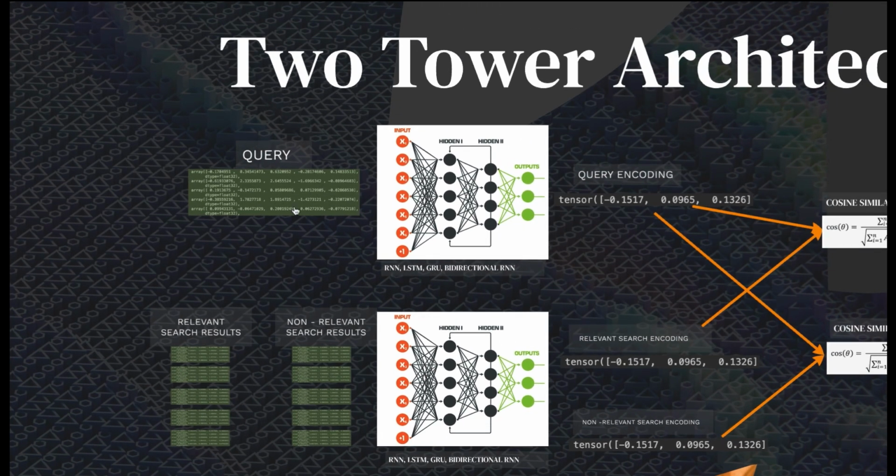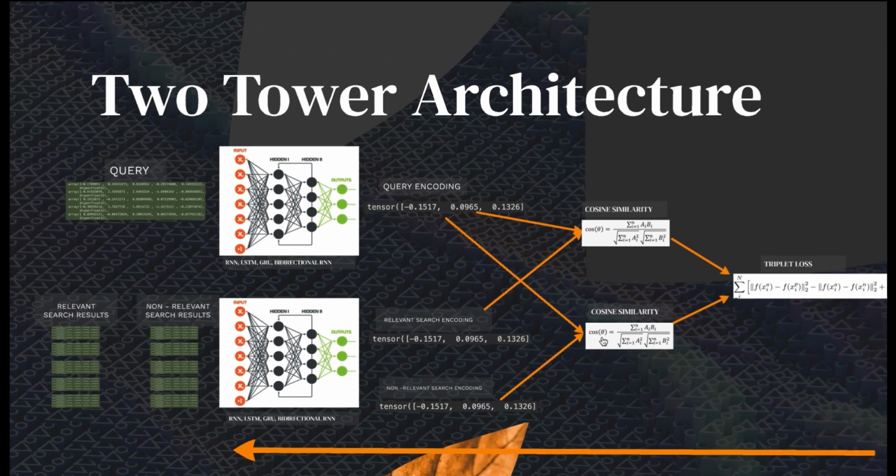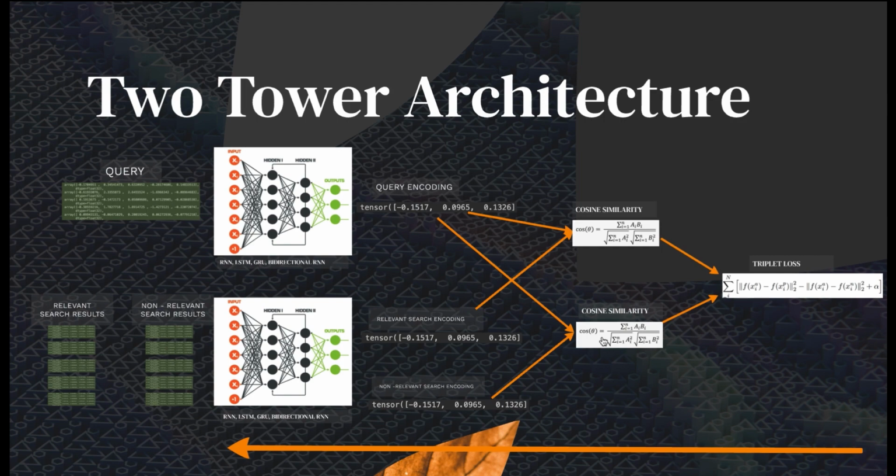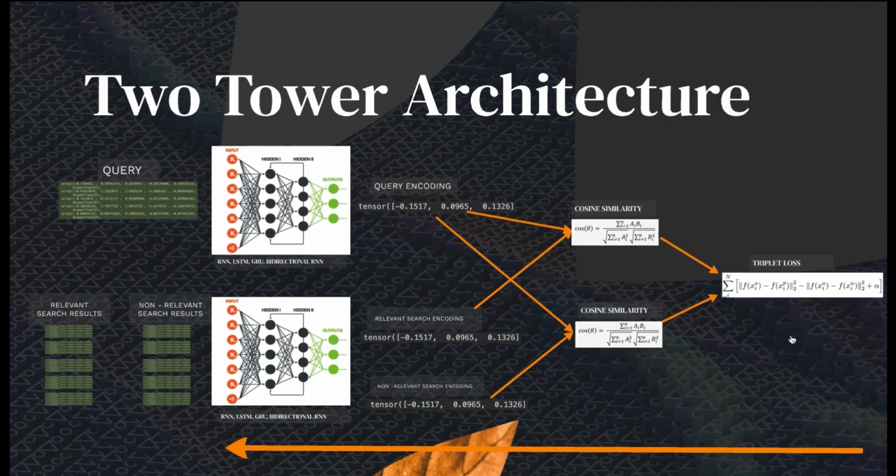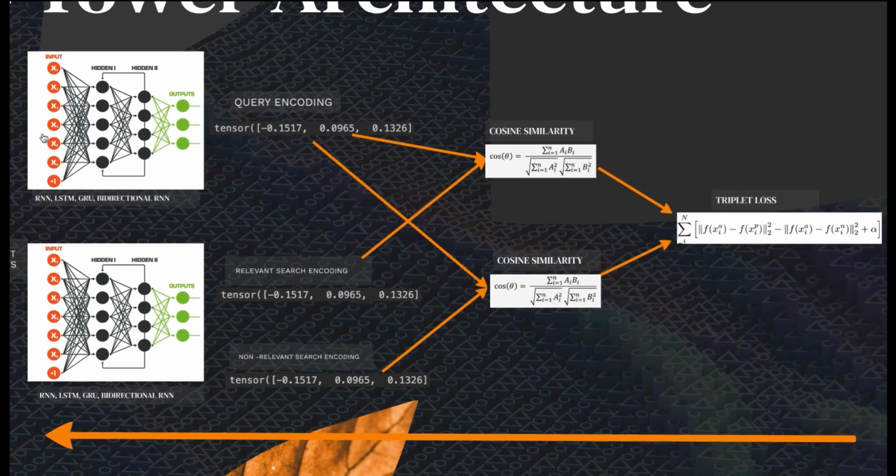Once the query and the documents are sent into the two towers, we get the encodings. Once we have the encodings, we find a cosine similarity between a given query and a relevant document. We also find a cosine similarity between the query and a non-relevant document. We send those to a triplet loss, and it gives us one single value.